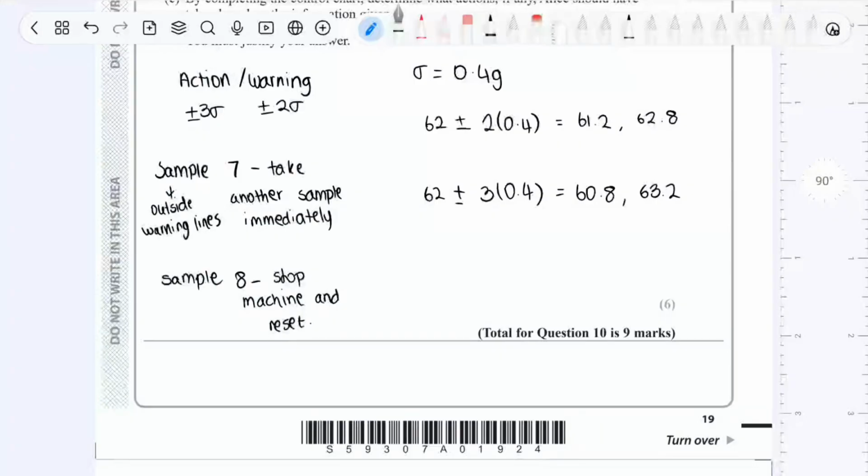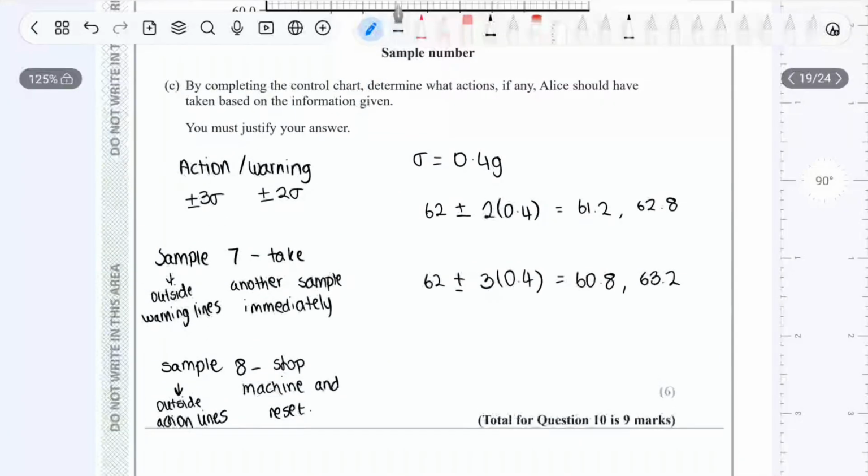And then for sample 8, well, it's outside the action. And so your last marks are from here. And that is the whole of question 10.